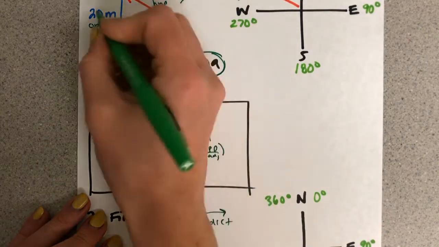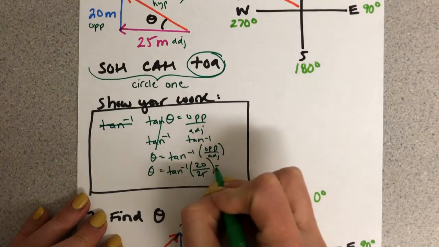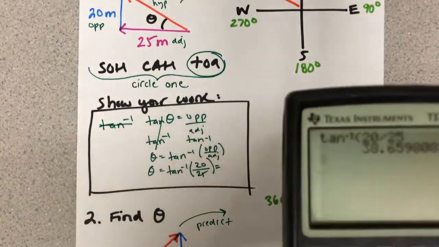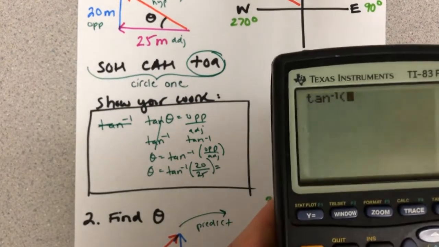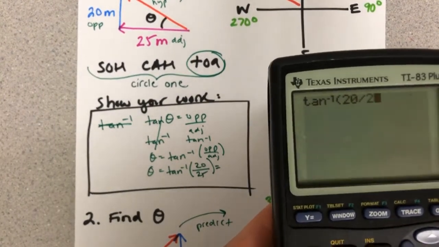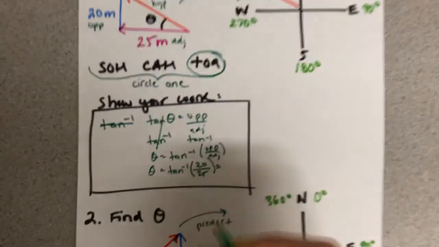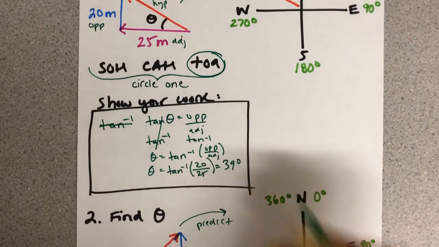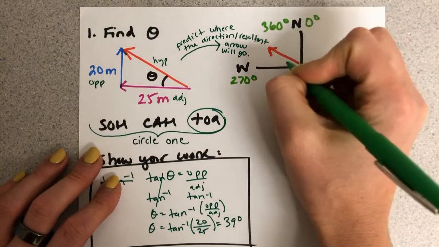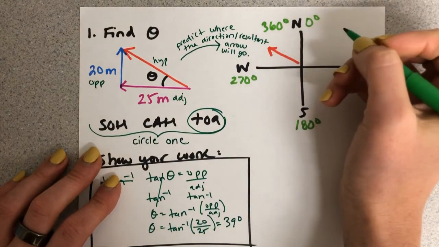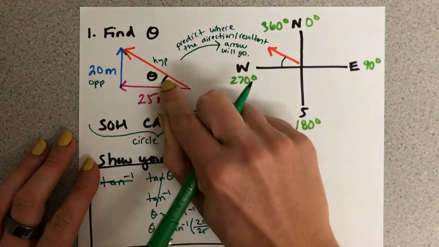my opposite is 20, my adjacent is 25. Tangent -1 of 20 divided by 25 equals, and I get 38.66, we'll call it 39. So 39 degrees. But are we done yet? No, because check out where this is located. So this is located 39 degrees right here. This angle is right here.